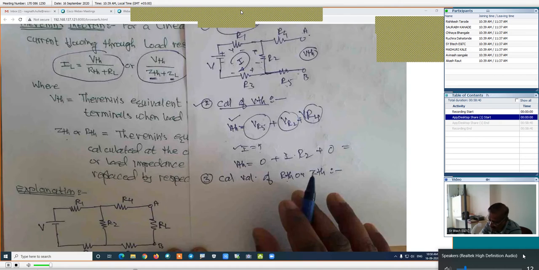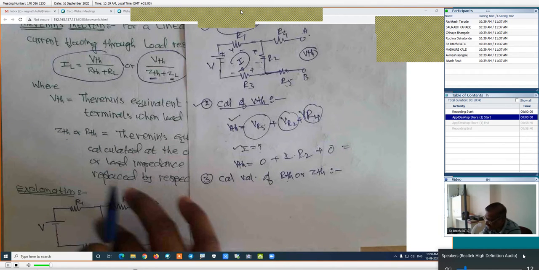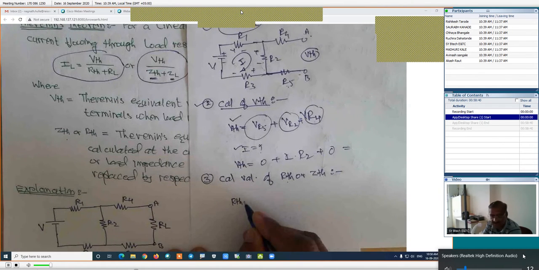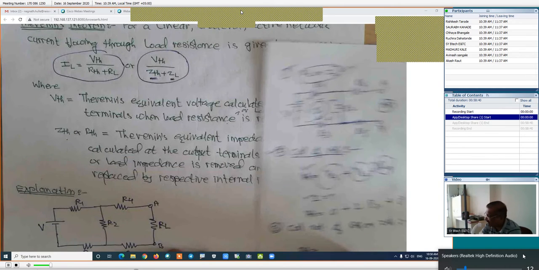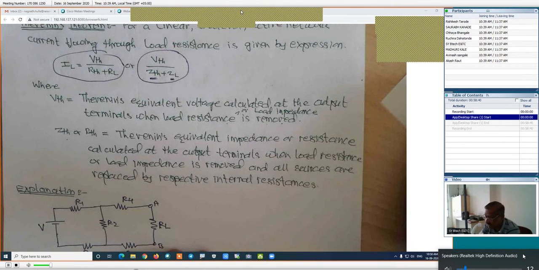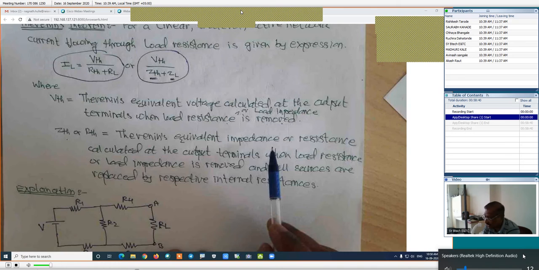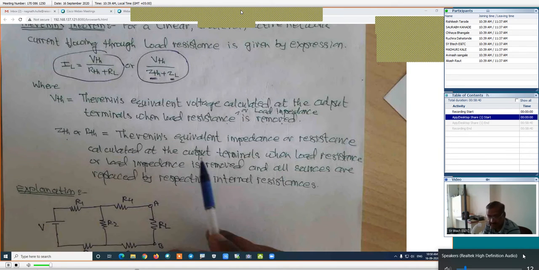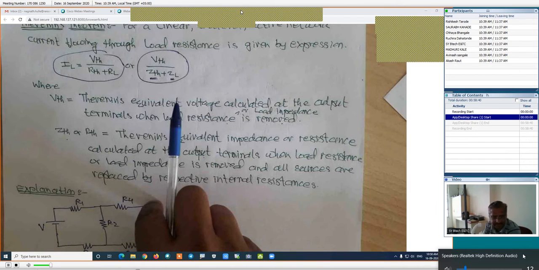Here, all the resistances are there. That's why I will call it RTH. This is RTH. How is this calculated? Now look, I will read out its definition. Thevenin's equivalent impedance or resistance is calculated at the output terminals. Where do we calculate it? At the output terminals, at A, B.